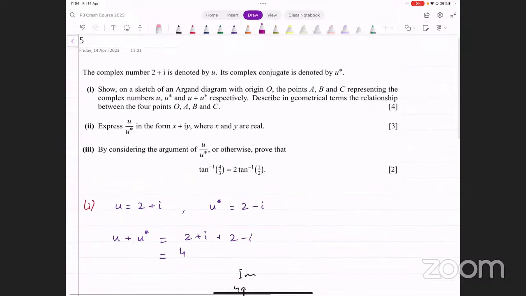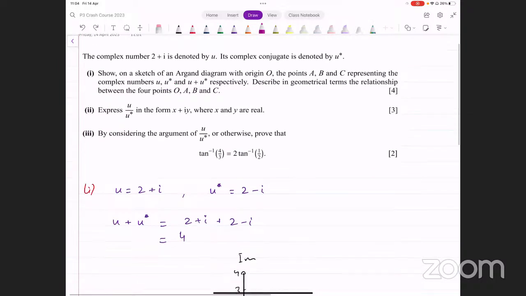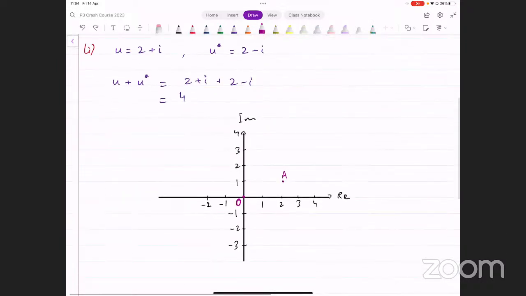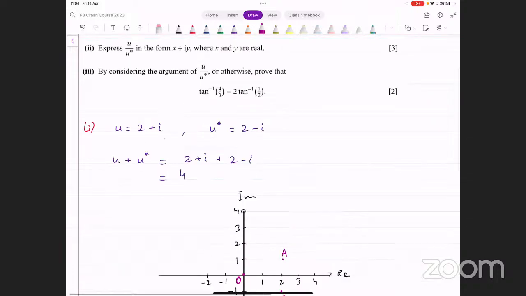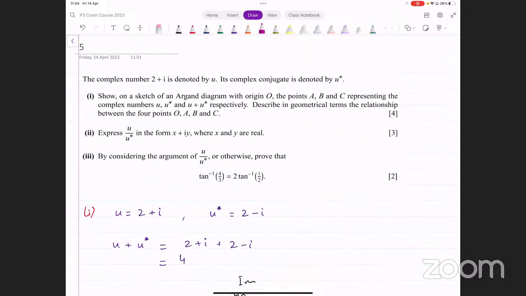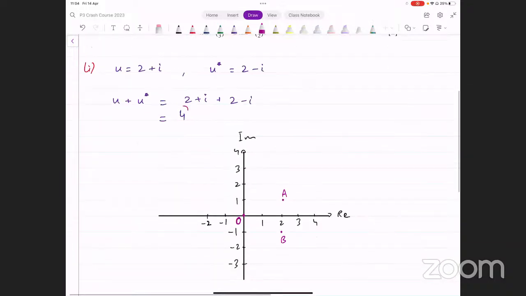Then B represents u conjugate, which is 2 minus iota. That is going to be right here. This is point B. Then point C represents u plus u conjugate, which is 4. Now, 4 does not have any imaginary component. It's just a real number, 4. Where is this going to be? That's going to be right here. 4, this is the point C.